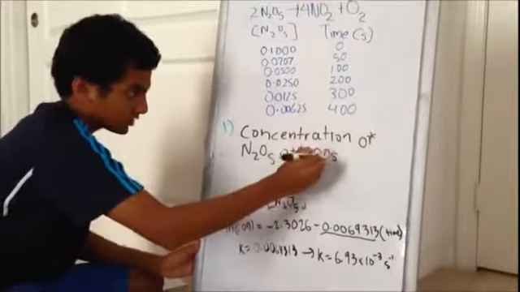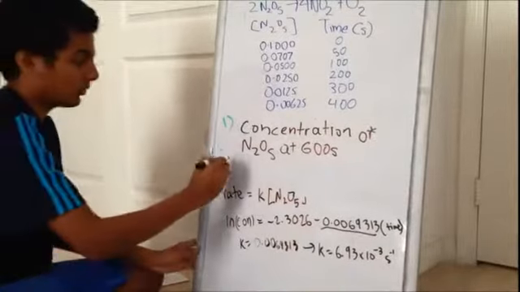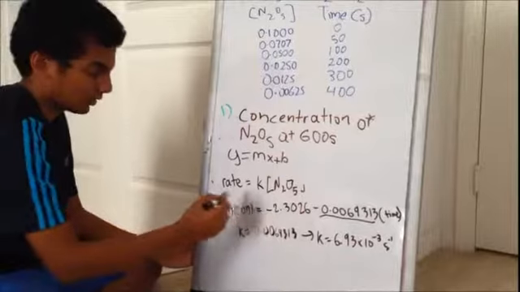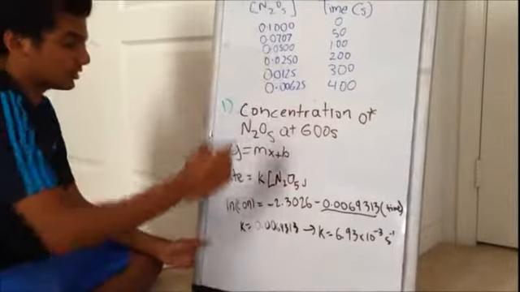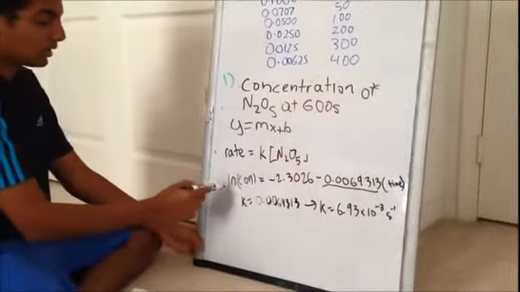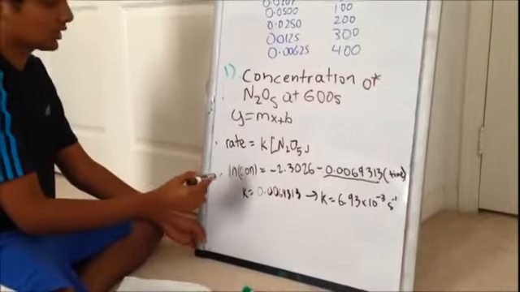And usually what you do for these types of problems is you want an equation in the form of y is equal to mx plus b. And Nadir already showed us the work for this. The equation is ln of the concentration of N2O5 is equal to negative 2.3026 minus the slope times time. And we use a natural log of the concentration because this is a first order equation.